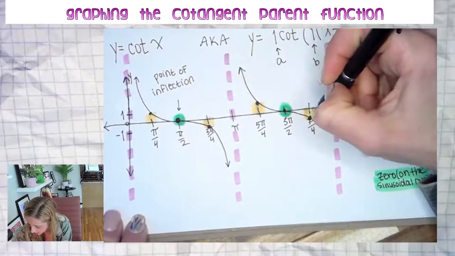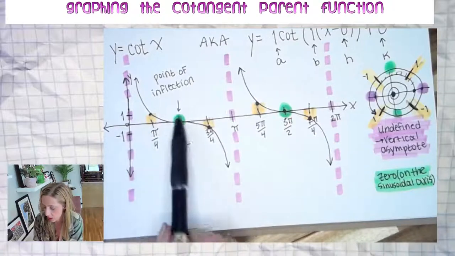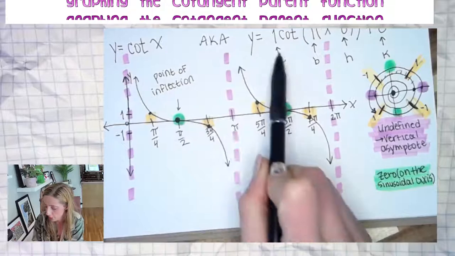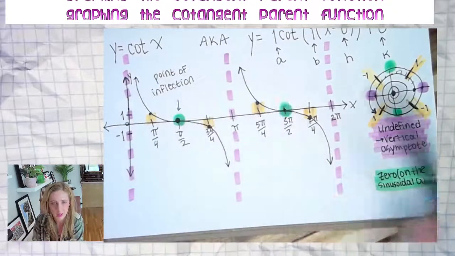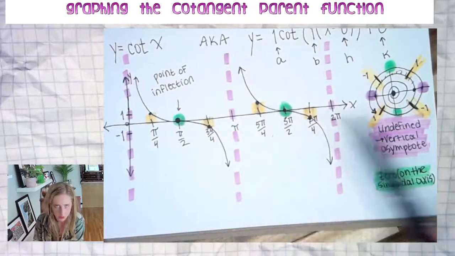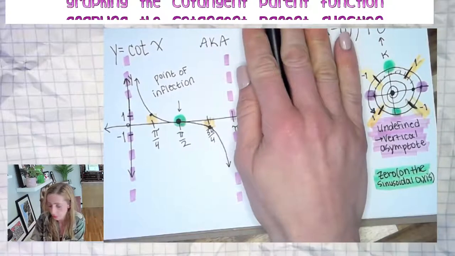Here we have the same idea. So again, this is quadrant 1, positive. Quadrant 2, negative. Quadrant 3, positive. Quadrant 4, negative. Quadrant 1 and quadrant 3 are like twins. They're identical. Quadrant 2 and quadrant 4 are like twins. They're identical. One period is right here.